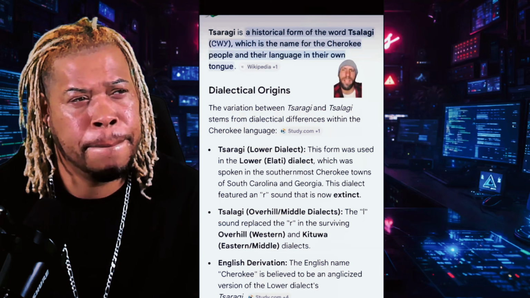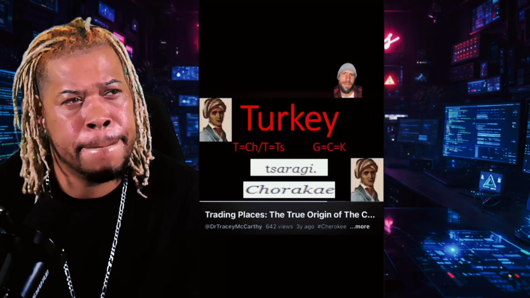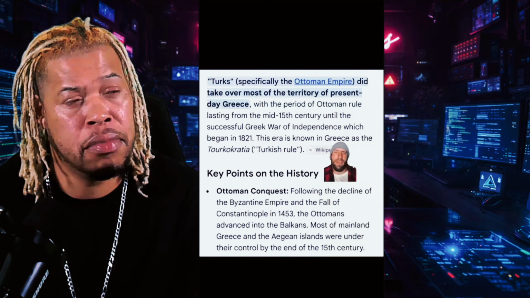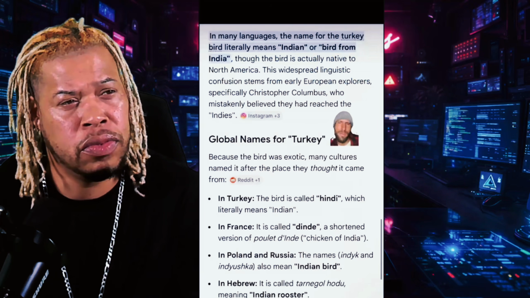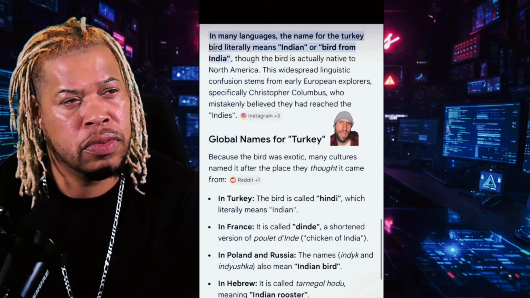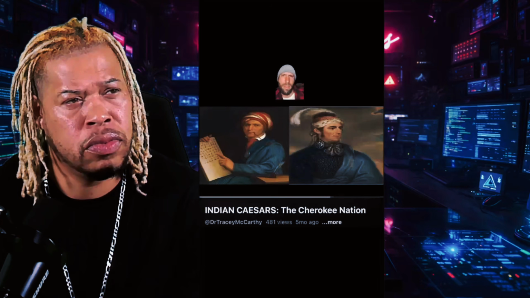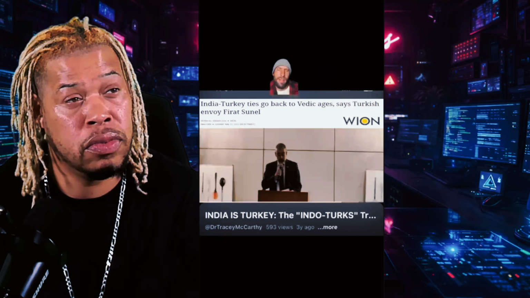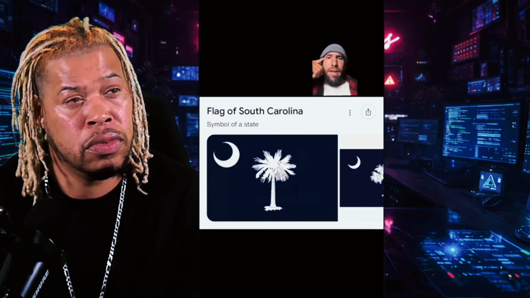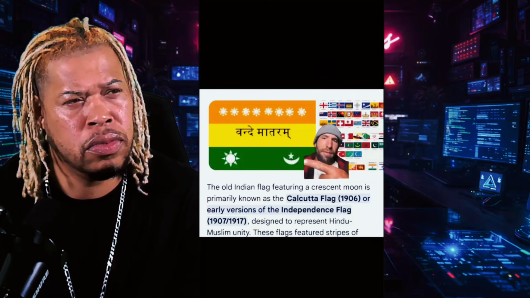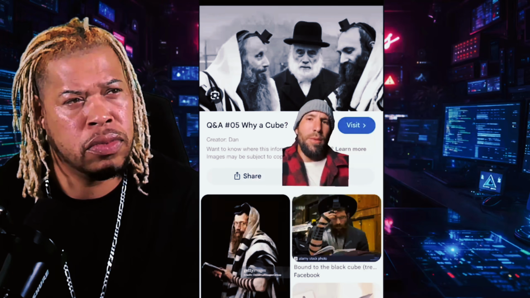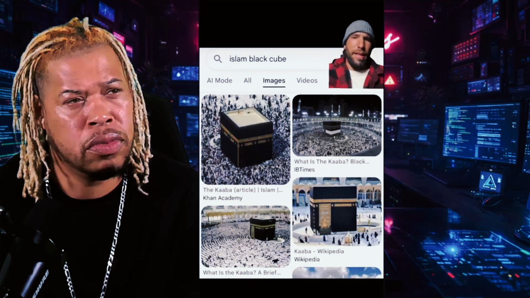The word Cherokee is actually Saragi. Cherokee, Saragi, Turkey, Cherokee. They took over modern Greece and American Greece around the same time. Turkey means Indian. Columbus knew where he was going. That's why Cherokee men wore turbans. These are Cherokee wearing their Turkic Indian garb. Look, Turks are Japhethites. The Turks, or Tsaragi, took over India as well. Charleston was in South Carolina. Turkish flag, Indian flag. We know about the day moons that worship the black cube of Saturn, like this.